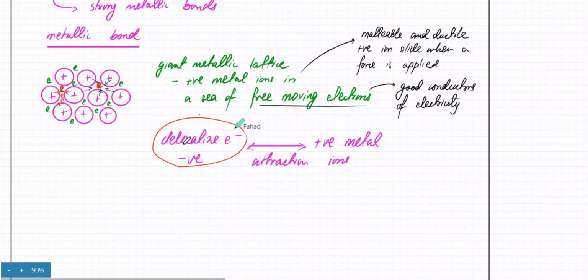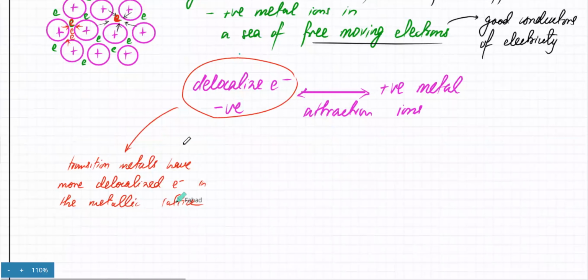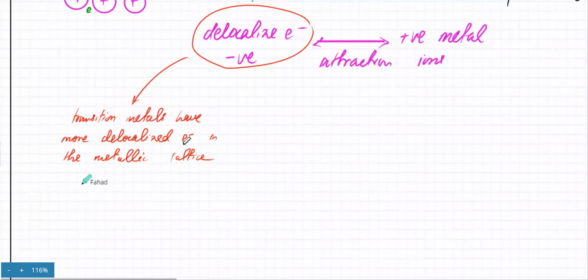So that's one thing. Transition metals have more delocalized electrons in the metallic lattice. So the question is, why do they have more delocalized electrons? If I compare calcium, let's pick calcium. Calcium has 20 electrons, so it's argon, then the 4s is 2 and the 3d is 0.